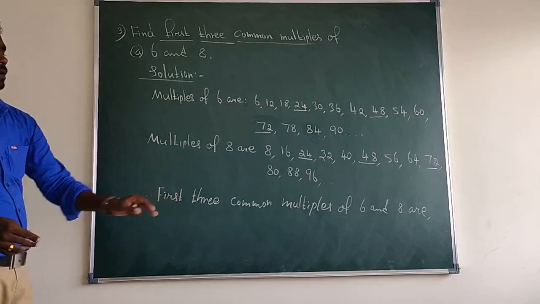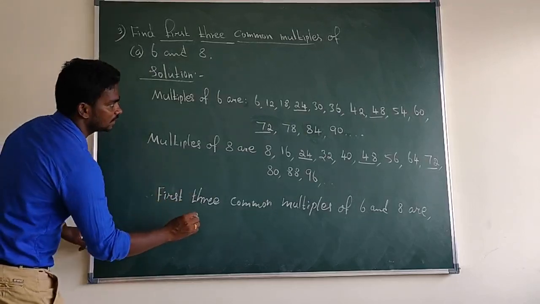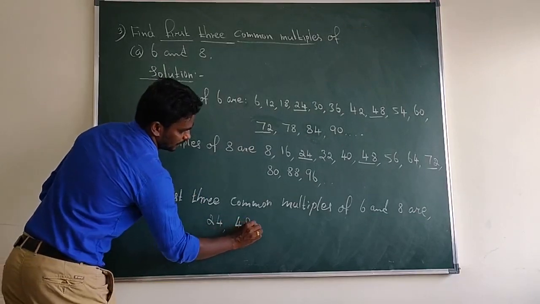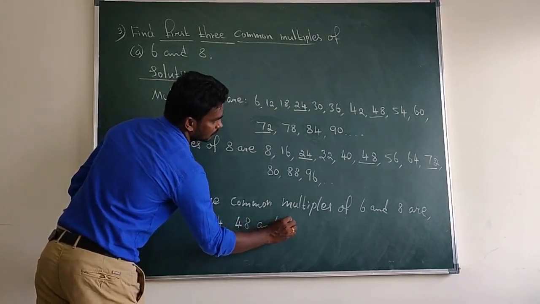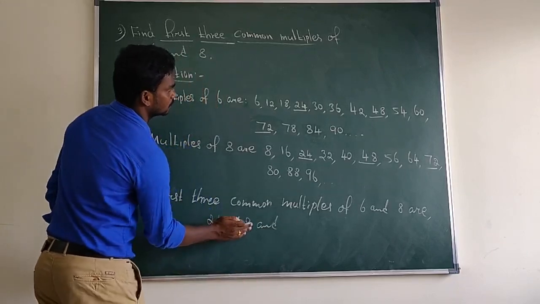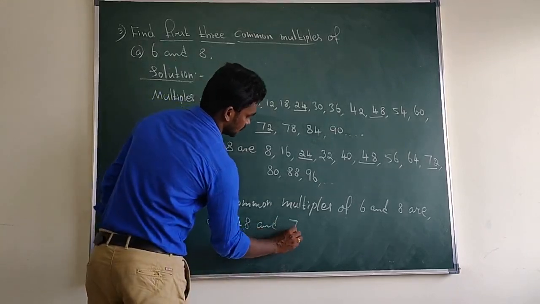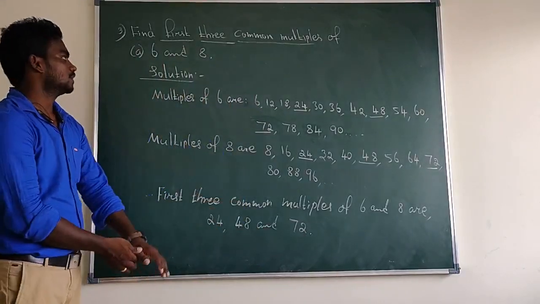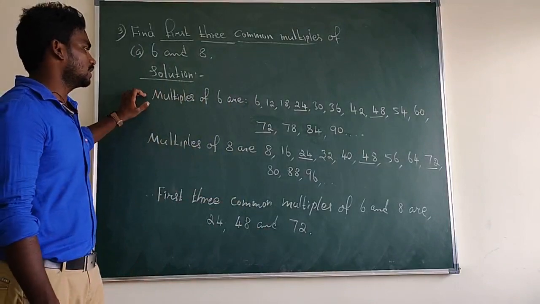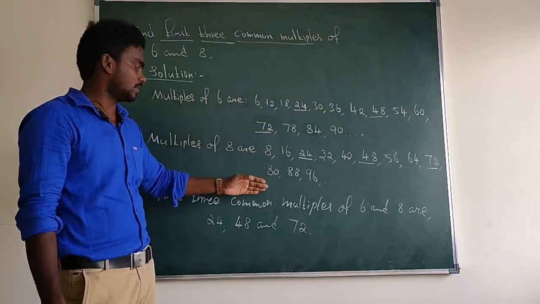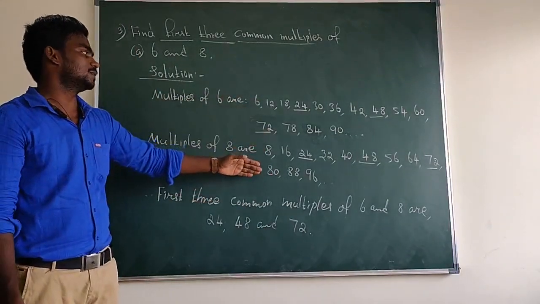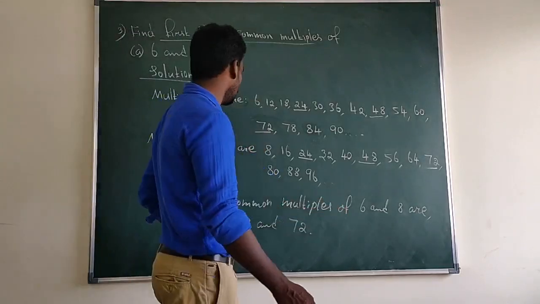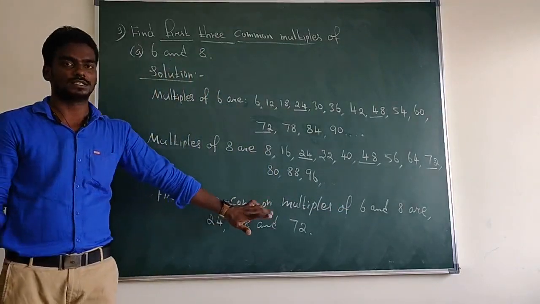So the first 3 common multiples of 6 and 8 are 24, 48 and 72. This is the method to find the common multiples of two numbers. First we find the multiples of the first number, next the multiples of the second number, then we compare them to find the first 3 common multiples. So the first 3 common multiples of 6 and 8 are 24, 48 and 72.